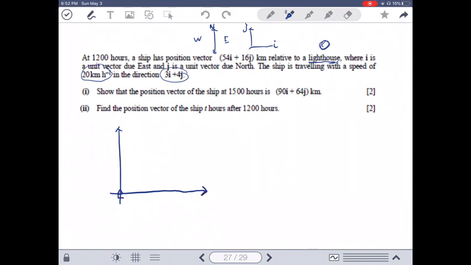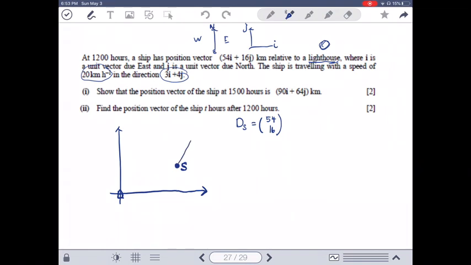So this is your lighthouse, and the position vector of the ship is 54i and 16j, maybe here. The ship starts there, and the initial displacement of the ship is 54, 16. Okay. The ship traveled with a speed of 20 km per hour in the direction of 3, 4.